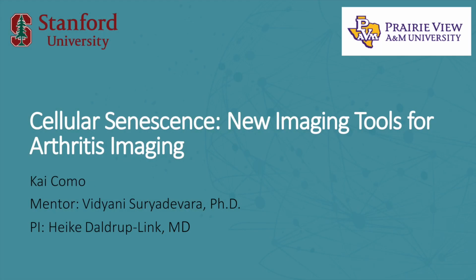My name is Kai Como. I am a senior at Prairie View A&M University. I am a biology major with a chemistry minor, and I'm on the pre-med track. This summer, I was at Stanford University as an intern via the SenNet CUSP program with the support of the SenNet Consortium and the NIH.